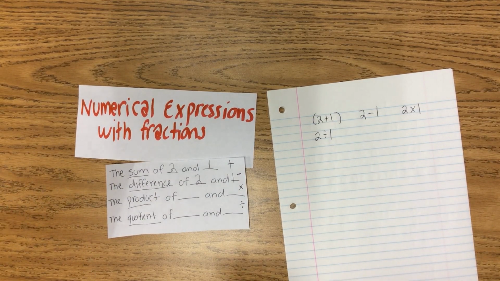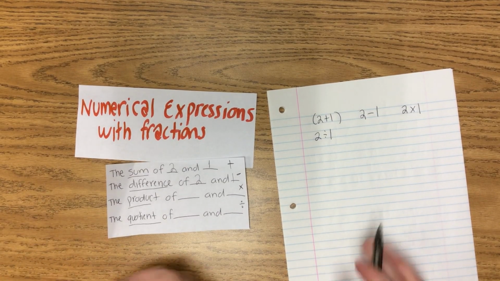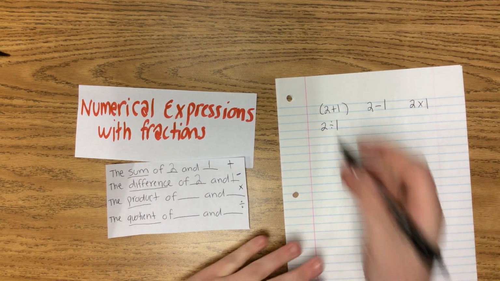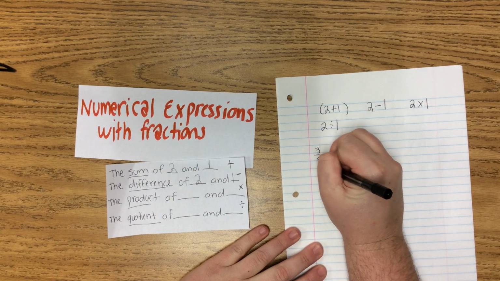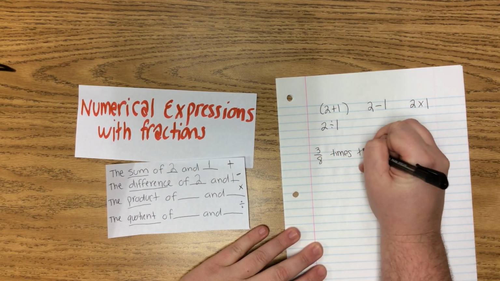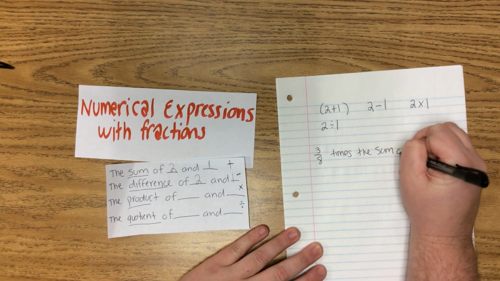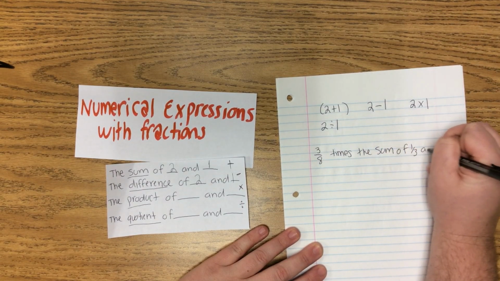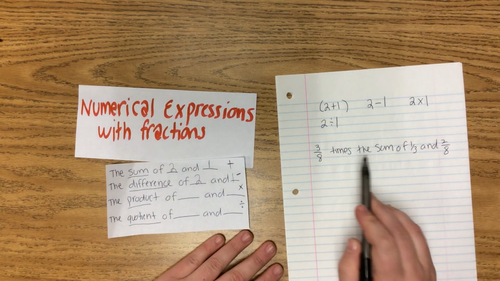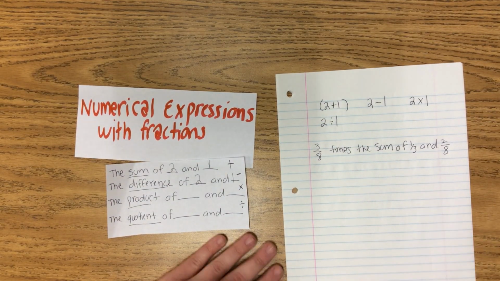And granted, you're not always just going to see these words. You're going to see other ones. And you have to be able to apply everything that you know to deciphering these number puzzles. So think of the problem: 3/8 times the sum of 1/3 and 2/8. 3/8 times the sum of 1/3 and 2/8.